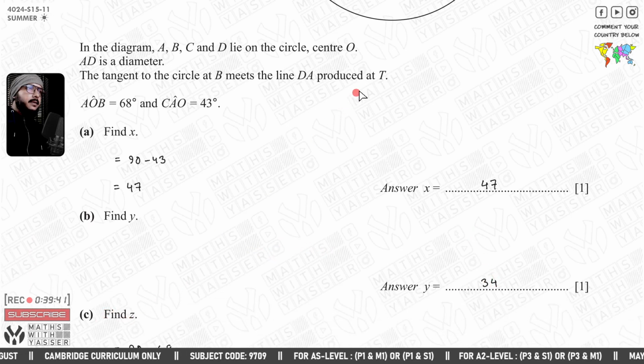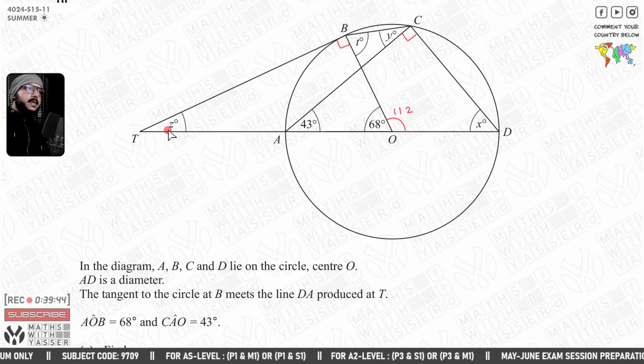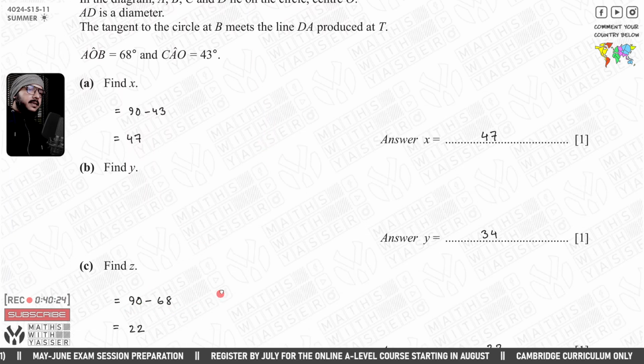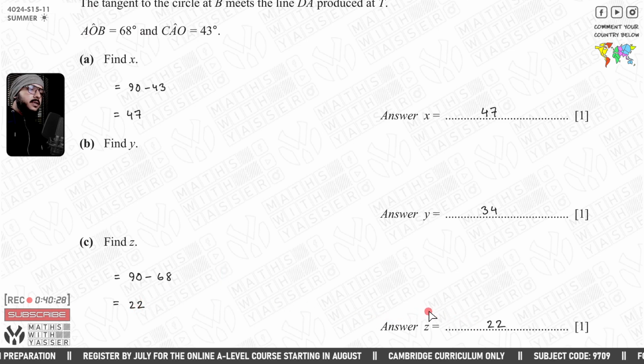Then we need to find Z, which is this angle. Again, since O is the center, that means the line OB is the radius of the circle. And we also know that BT is a tangent. And the angle between the radius and the tangent is always 90 degrees. So we are provided with this angle, which is 68, and this is 90. That means the sum of these two remaining angles is also 90. So that will be 90 minus 68, which is 22, and that will be the angle for Z.